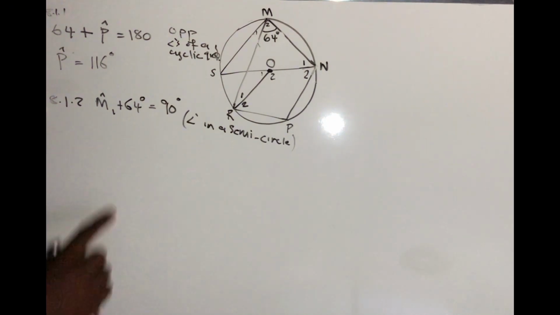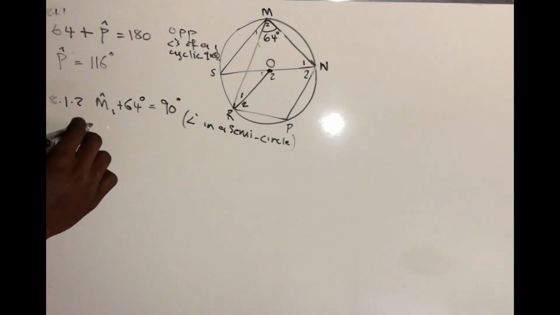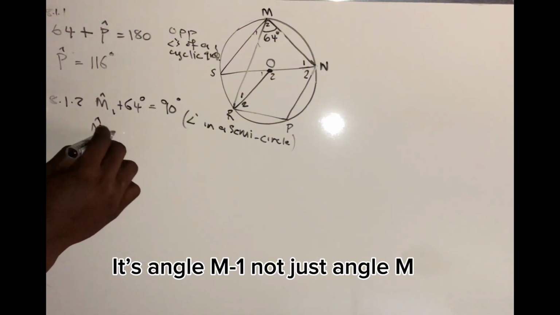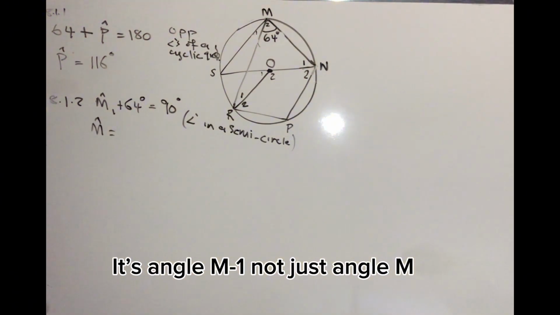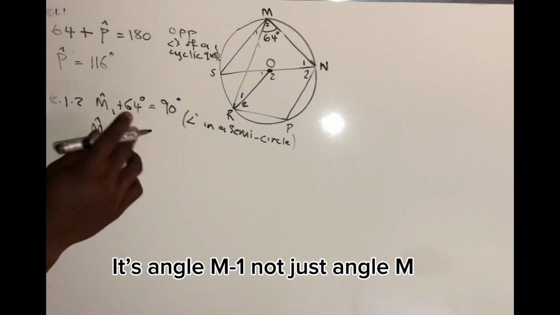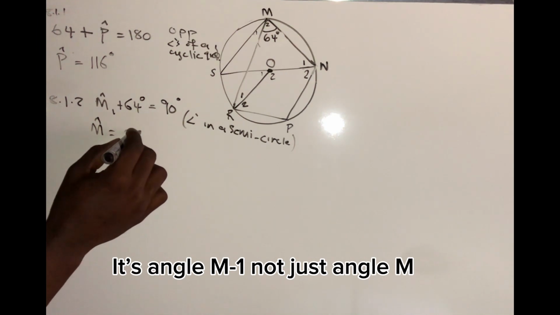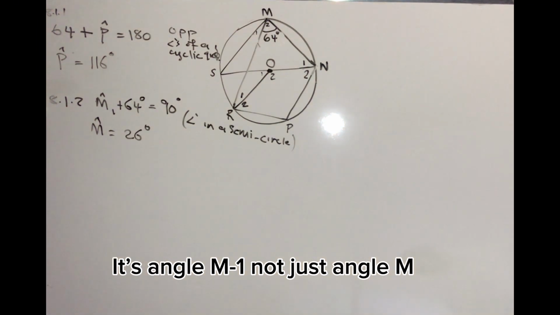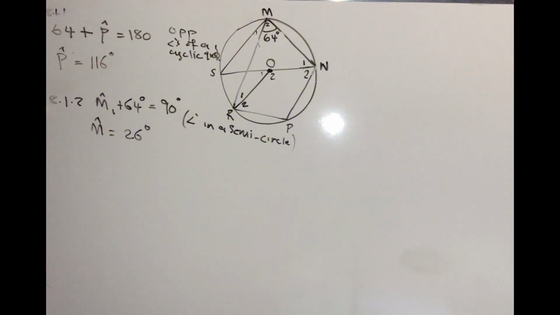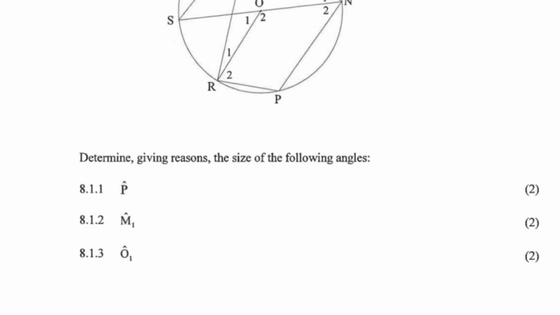And then now we take the 64 to that side. What do you get as angle M1? Angle M1 is what? 90 minus 64. It has to be 26. So your answer is 26 for M1. And the next question says we should calculate the value of angle O1.